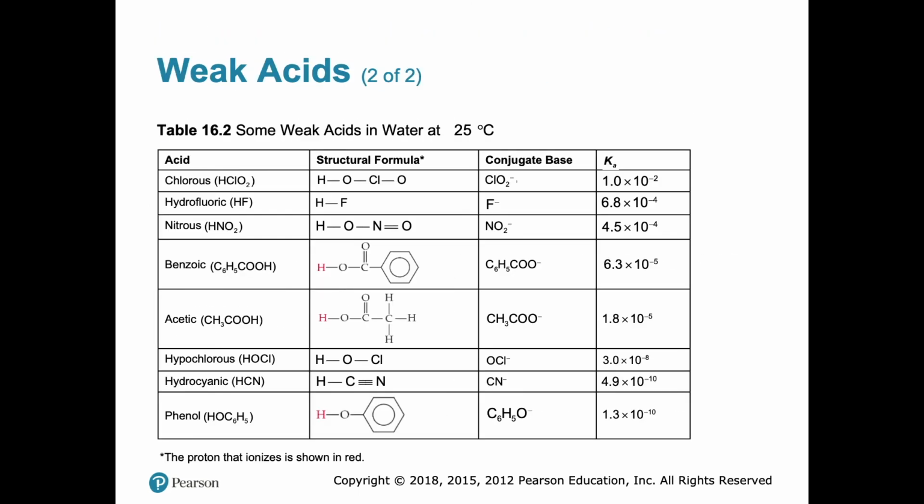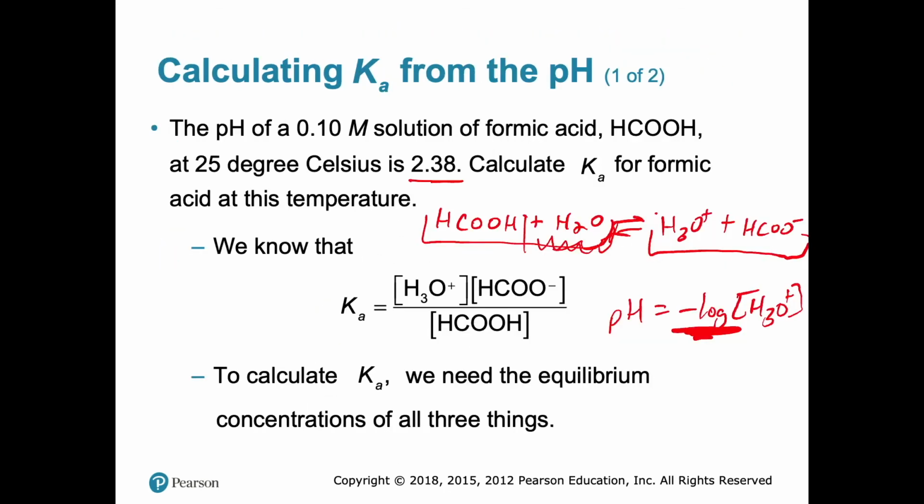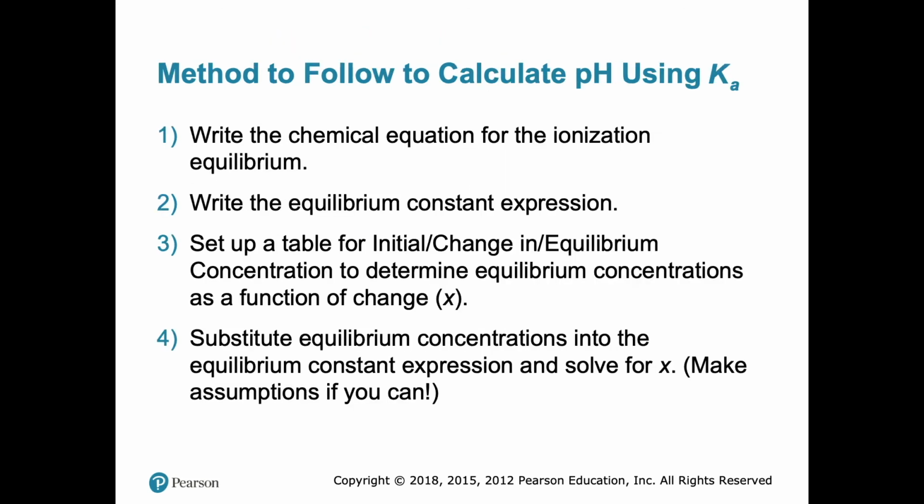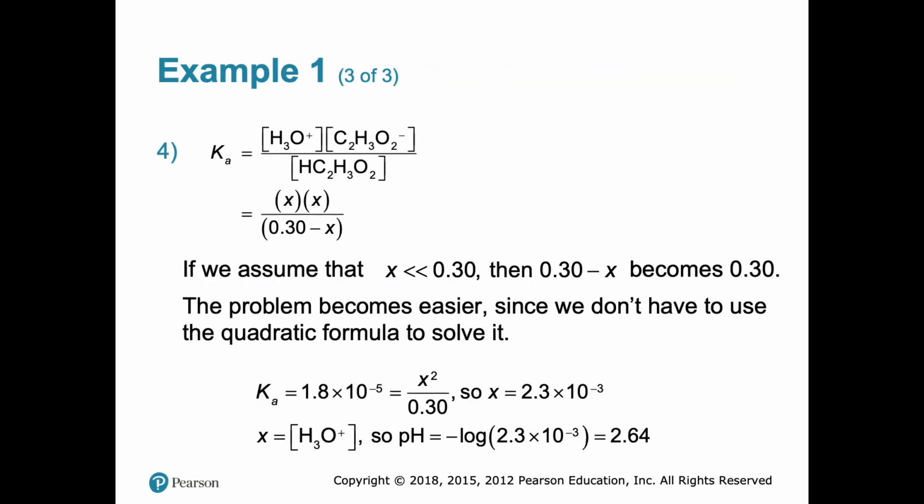Oop, went too far, right? Here's acetic acid, right there. So you can find it on a table, okay? And so you know that the Ka of acetic acid equals x squared divided by 0.3. So you solve for x and you get 2.3 times 10 to the negative 3, right? Does that make sense? Everybody got that?